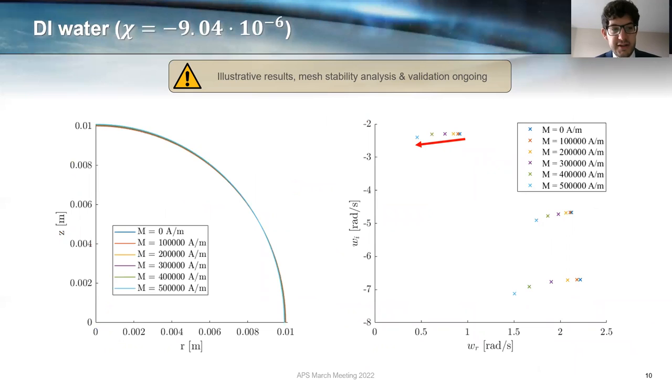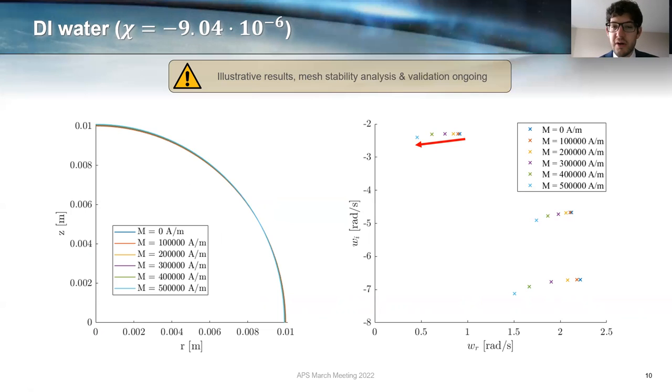Finally, I present here the results for DI water, which is a weak diamagnetic material. In this case, we can reach much stronger magnetic forces because the water is much less susceptible than a ferrofluid. So you can see how the frequencies in this case diminish because the force is pushing the water away from the magnet. And that is very interesting. On the contrary, the equilibrium surface is almost completely the same. It is almost invariant with the magnetic force.